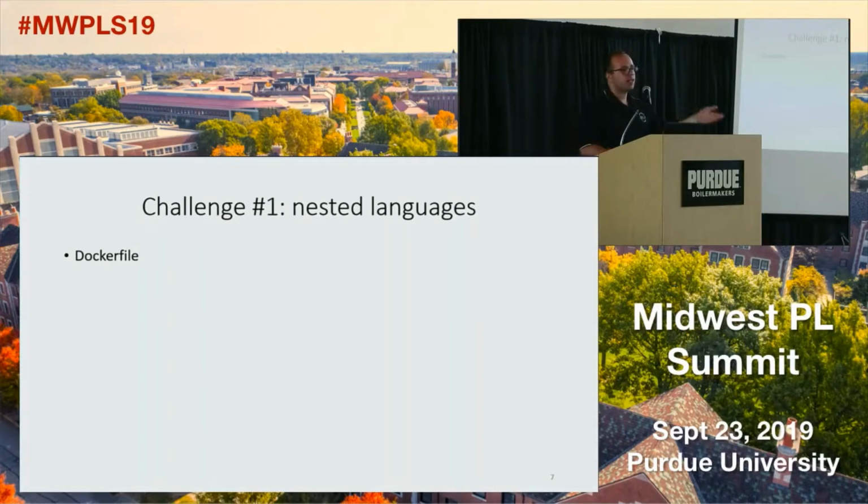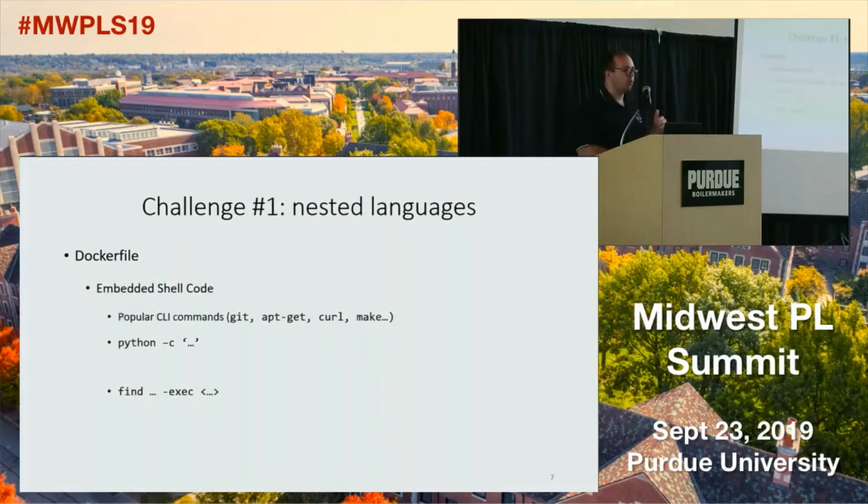And I guess for context, Docker is all about setting up an environment to run your code in. So this top level syntax is all about the steps you need to set up the environment so you can run your app. Inside that, you have embedded shell code, which is kind of icky. And then inside that, you have these popular CLI commands like git, apt-get, curl, make.